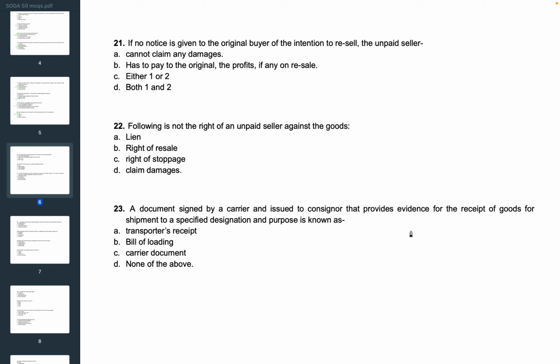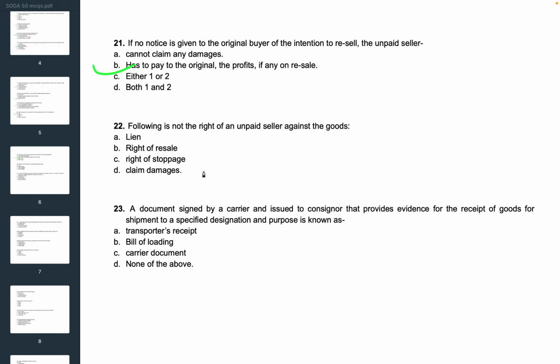Next question. If no notice is given to the original buyer of the intention to resell, the unpaid seller A. cannot claim any damages, B. has to pay to the original buyer the profits if any on resale, C. either 1 or 2, D. both 1 and 2. The correct answer is B. Has to pay the original buyer the profits if any on resale.